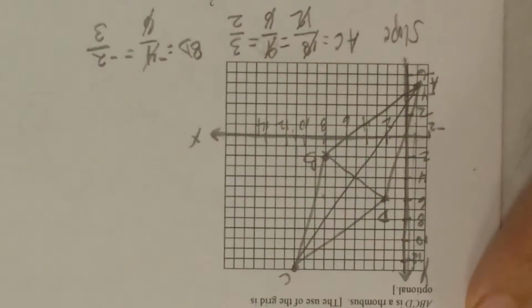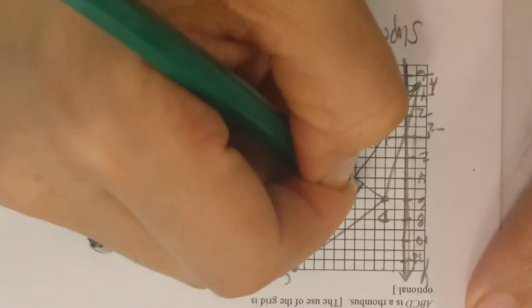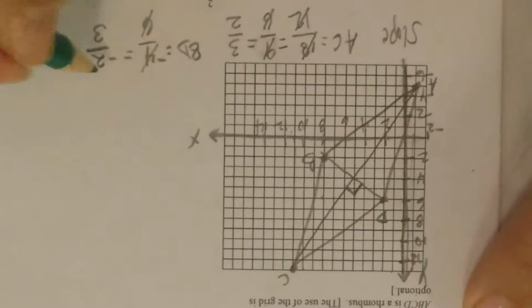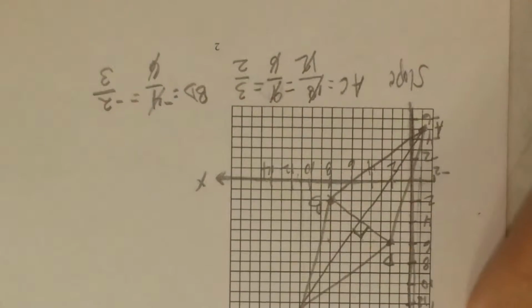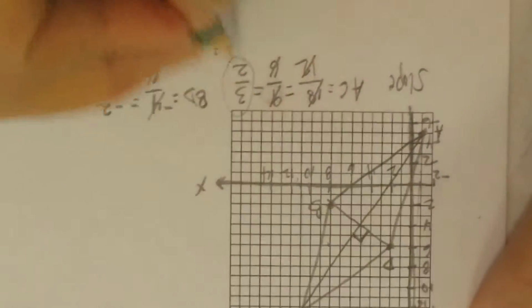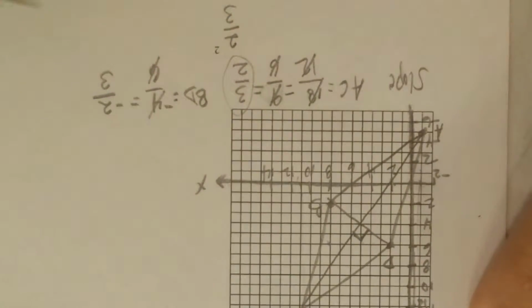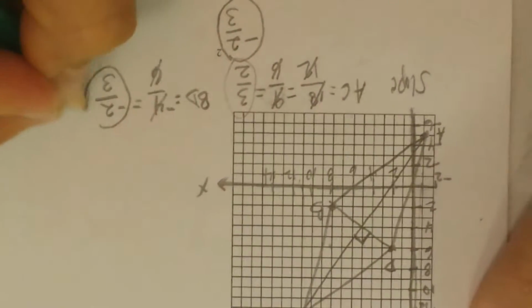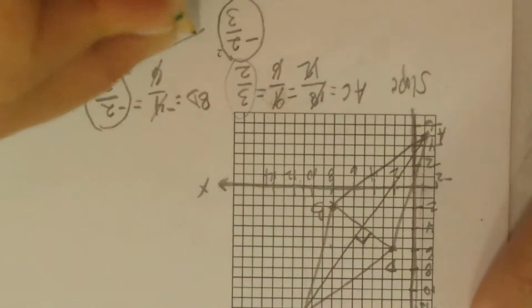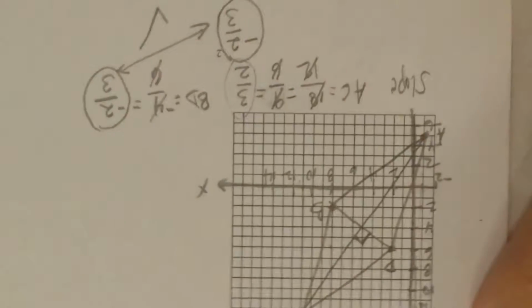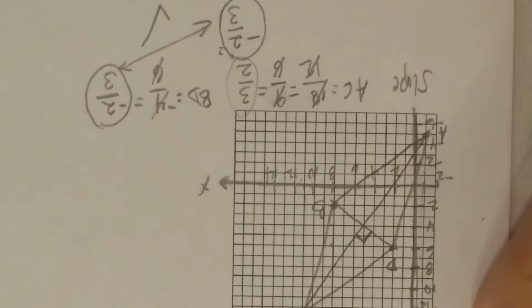Now, remember, if the slopes are perpendicular, that means it's 90s in the middle. So we're going to pick one. It doesn't matter which one you pick. You could do either one. All right, let's pick this one. You're going to flip it, so it's going to become 2 over 3, and then change the sign, negative. Then you're going to ask yourself, is that equal to that slope? If it is, then it is perpendicular, which means you have 90s in the middle. So that is a rhombus.